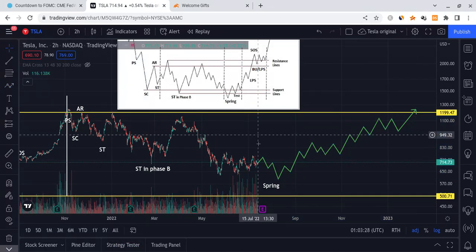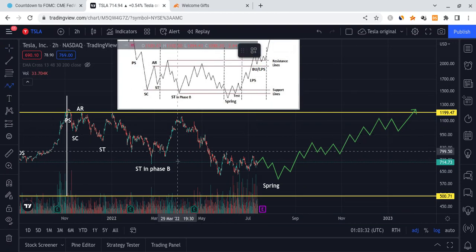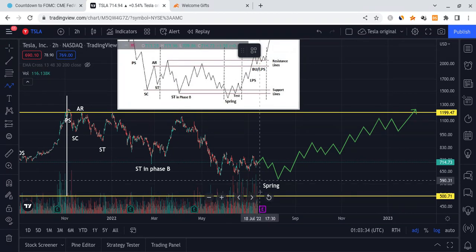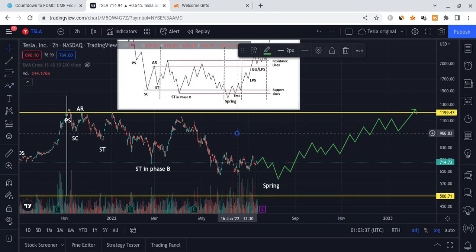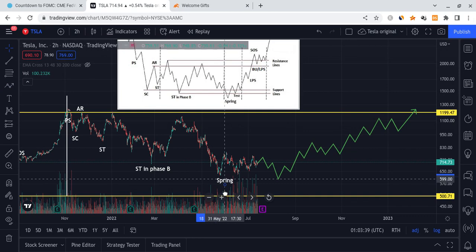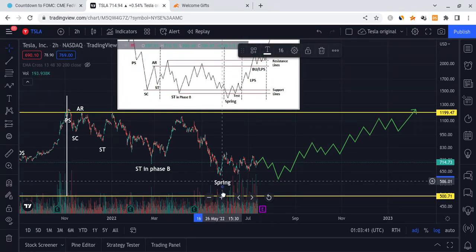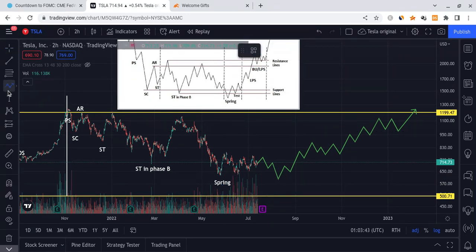Now, another situation would be, what if the recovery phase of the market is a little bit slow? And what if we already saw the bottom? What if the spring was right here? What would this mean for the markets? Could it be that we're already starting to recover? That's a possibility.